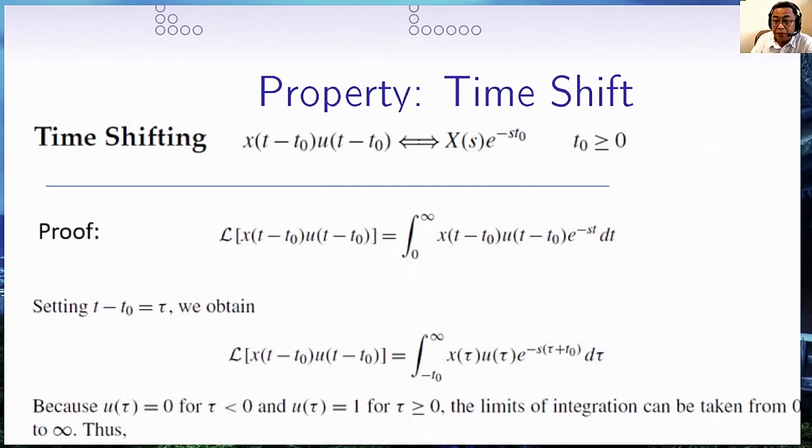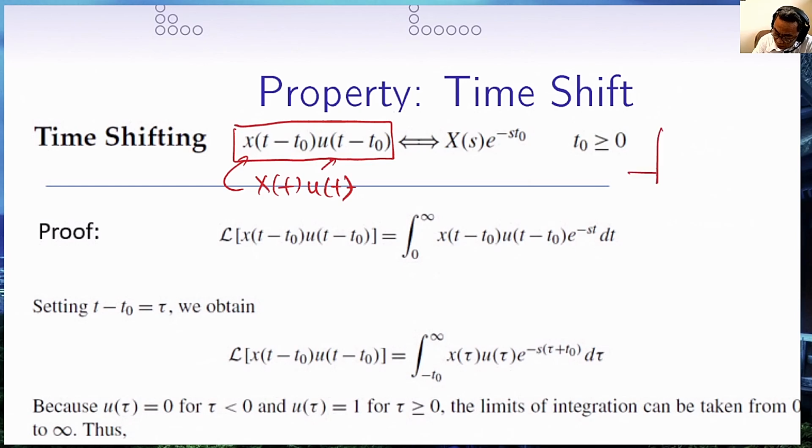Let's examine the property of time shift. We have a signal x(t) that will be delayed by t naught. In addition to that, we are also going to delay the unit step by t naught. So this function then looks like this. For example, here is t naught, and there is no signal before t naught due to u(t minus t naught).